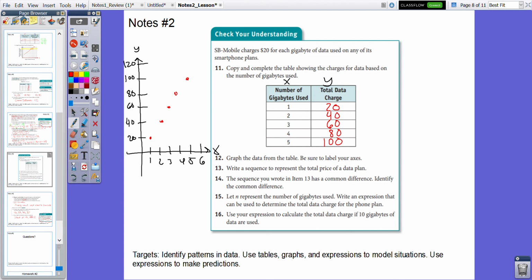Once again, if you're using the graph paper that's in the margins for you guys, you should have the same sort of deal. We're adding 20 every time. That gives us a straight line.